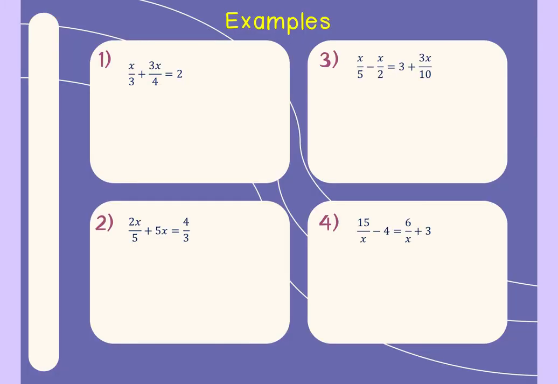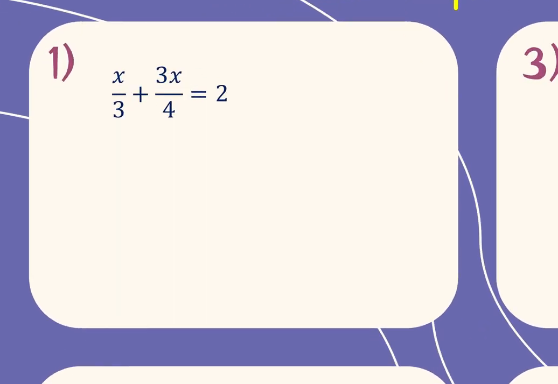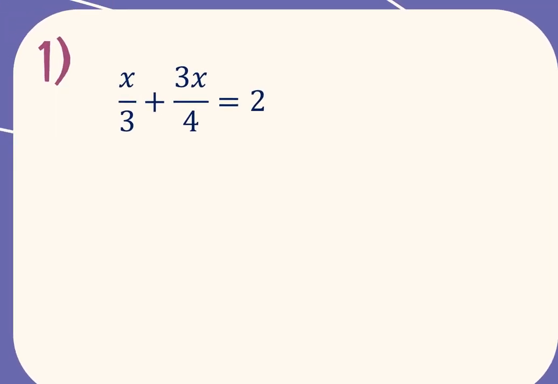So that extraneous root would only happen if there's a variable in the denominator. So we only got to worry about it with number 4. Up until that point, they're all just numeric values in the denominators. So I'm going to look at 1. I'm going to figure out the least common denominator, which would be what? 12. And I'm going to multiply every term by that 12.